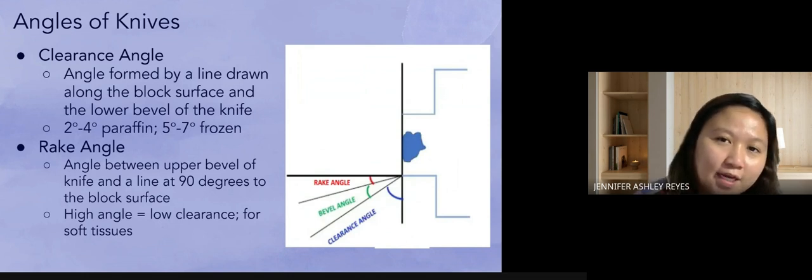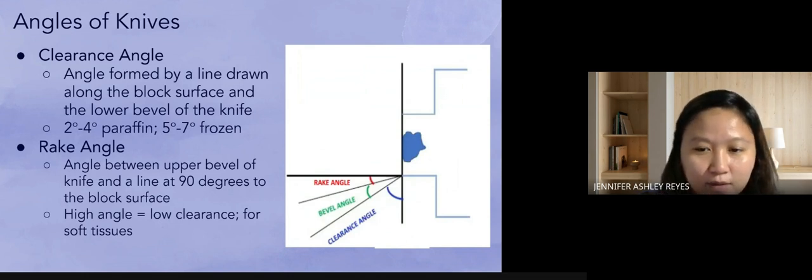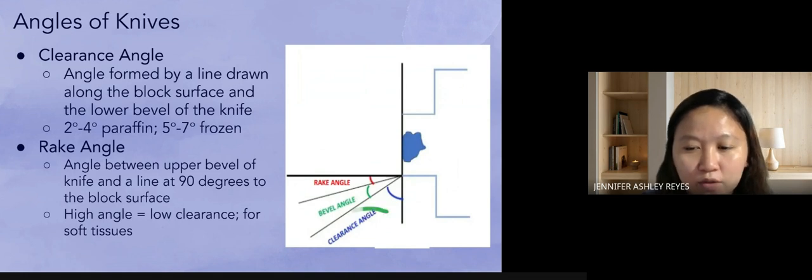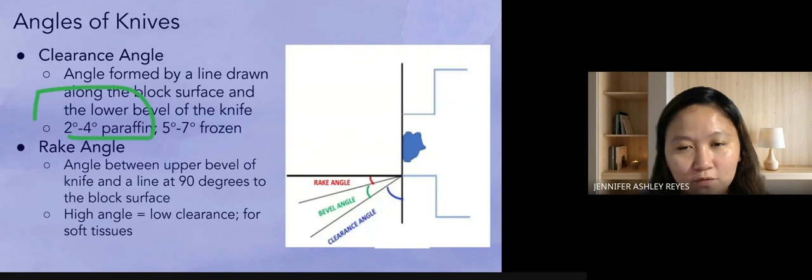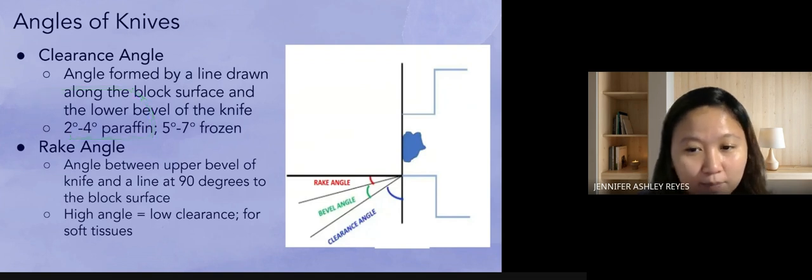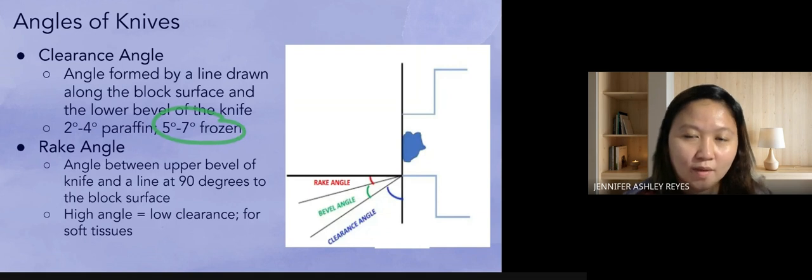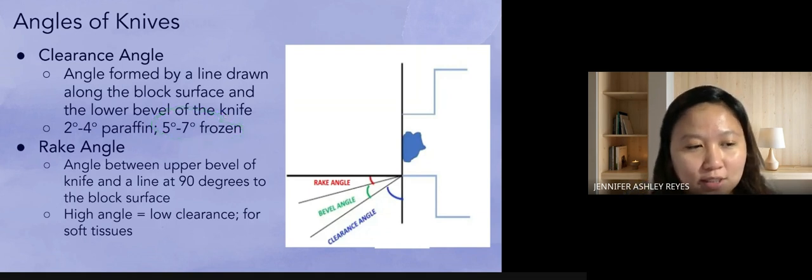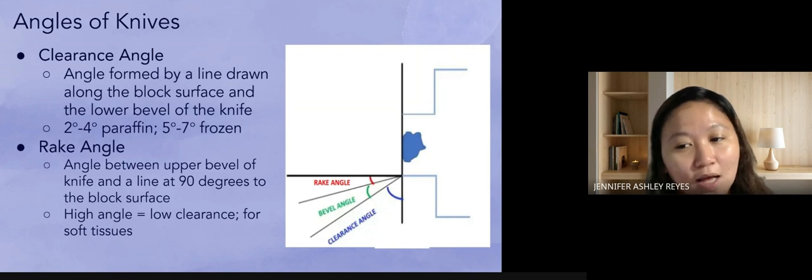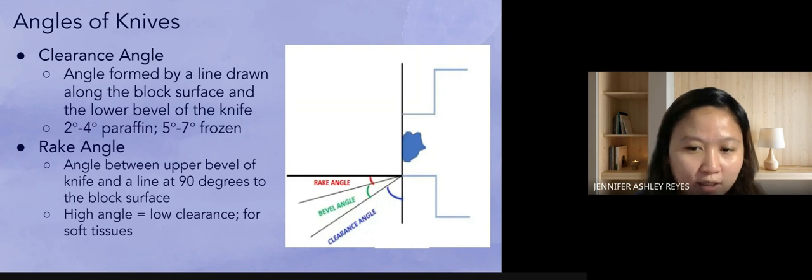That's how the knife will be glided into the path. If we are using paraffin blocks, it's ideal to have a 2 to 4 degrees angle. But if you are using frozen tissue blocks, it's recommended to have a 5 to 7 degrees angle because ice is more resistant. So you have to have a higher angle.